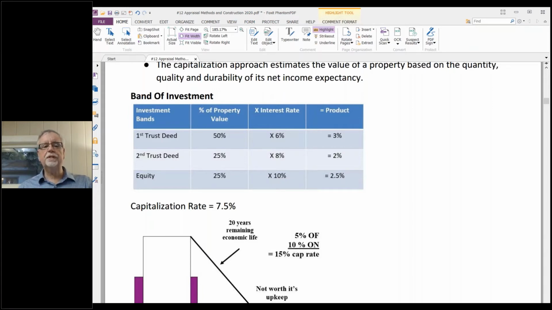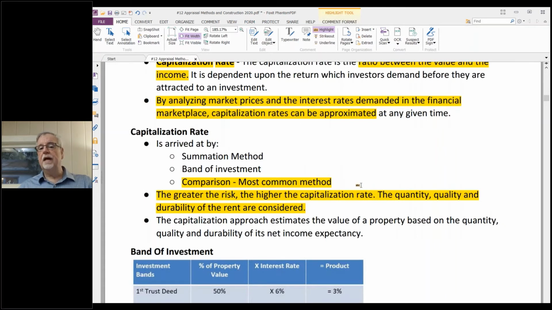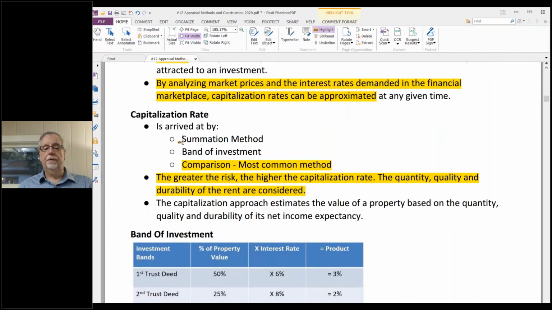So remember, we said there was band of investment. I just did that. The comparison, I've mentioned that several times. We look at other properties that sold and their net income, their sales price, we figure out the rate of return. Now we have the summation method, right?